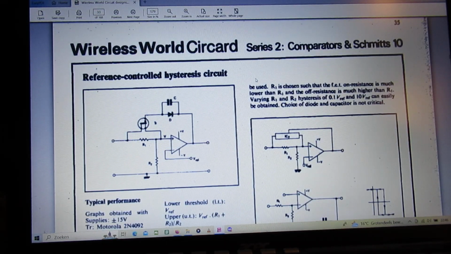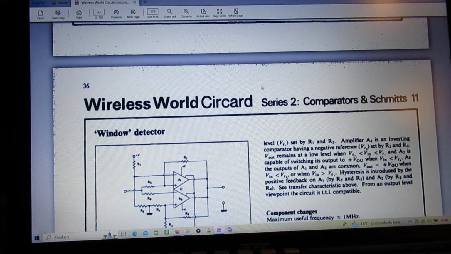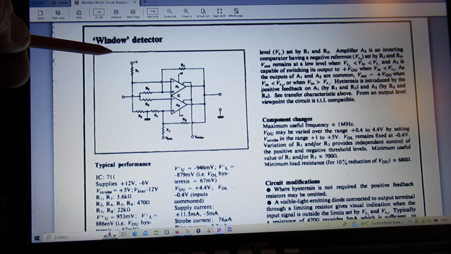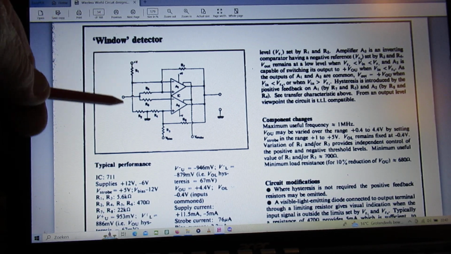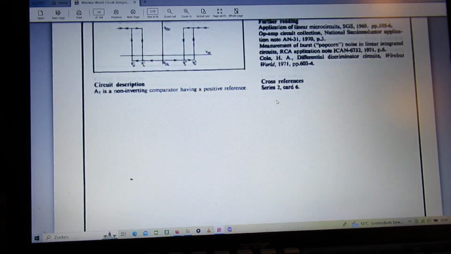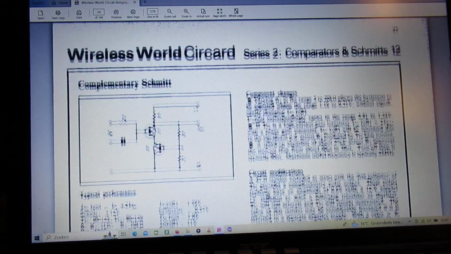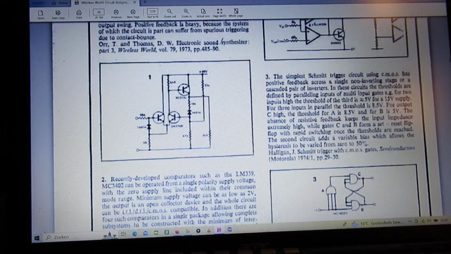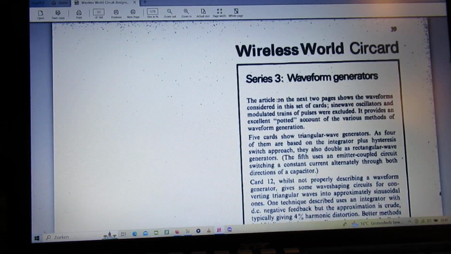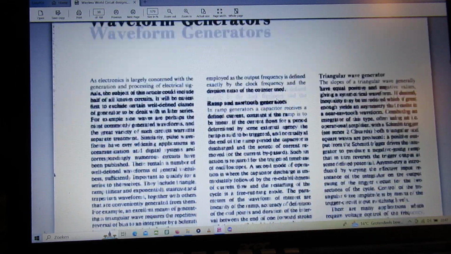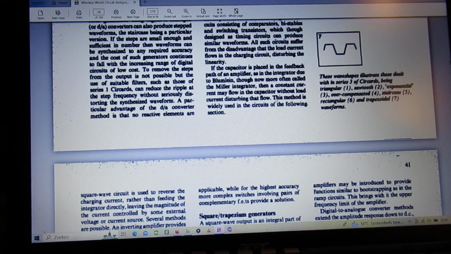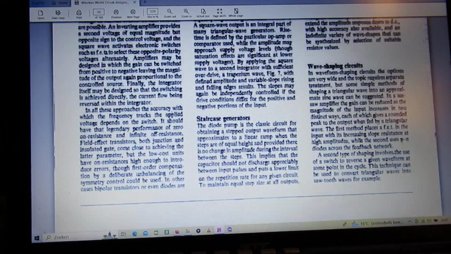Reference controlled hysteresis circuit, very interesting, of course. Window detector, I think this has to do with the lowest voltage and the highest voltage where a circuit has to switch. But of course I have to study it. And of course after studying it, waveform generators, well, that's interesting. Typical waveforms can be generated. I'm sure that my camera will stop suddenly. Sorry for that. I will go on as far as I can.